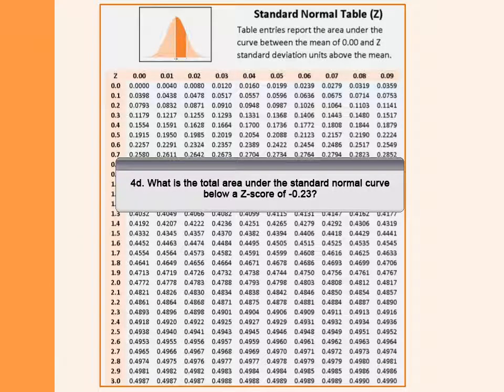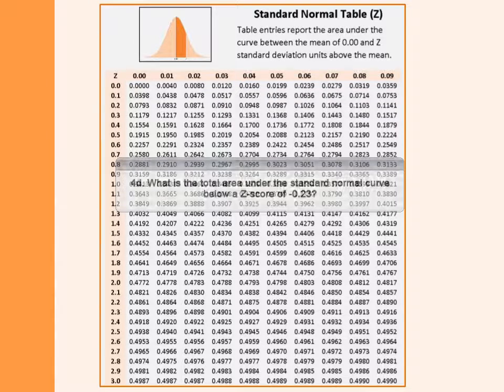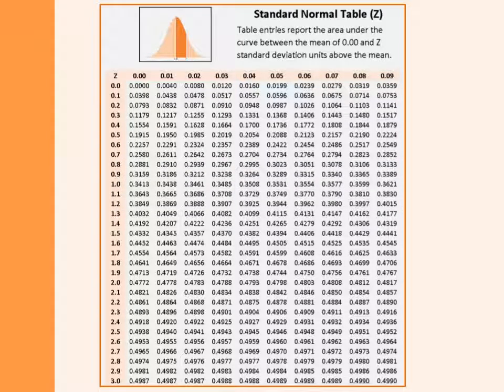For example number 4, we're asked to find the total area under the standard normal curve below a z-score of minus 0.23. So for these last two examples, we'll be working with z-scores that fall to the left, or below, the mean. Just as we've done before, we'll take the absolute value of minus 0.23 and go back to our table of area under the curve for the standard normal distribution.